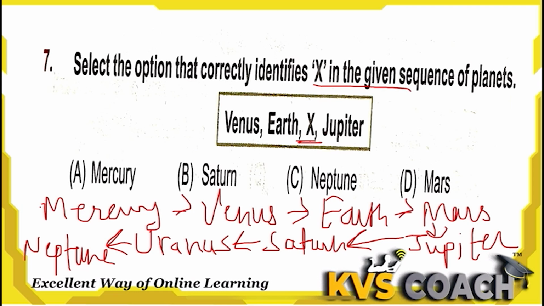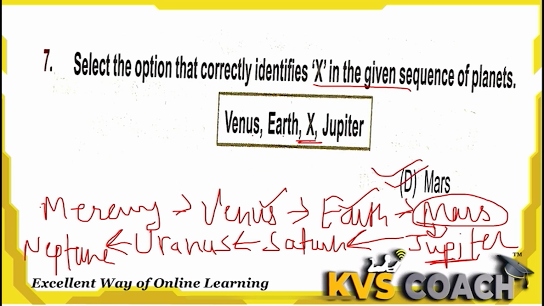planets. So they are asking after Venus, Earth but before Jupiter. Venus, Earth but before Jupiter it is Mars. You can see here, it means option D is the right answer.